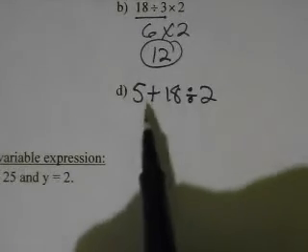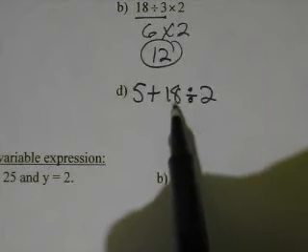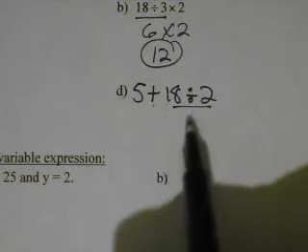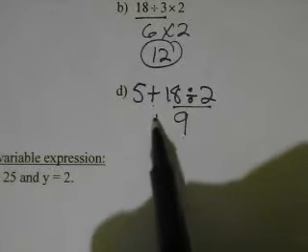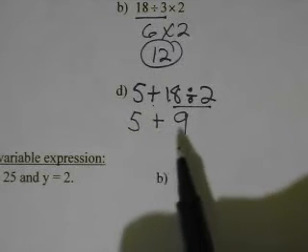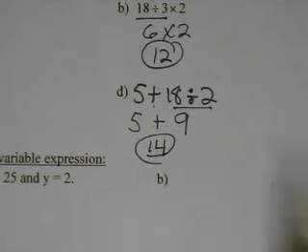Letter D, 5 plus 18 divided by 2. Well, multiplication, division before addition or subtraction. 18 divided by 2 is 9. Bring everything else down. 5 plus 9 gives us 14, and we're done.